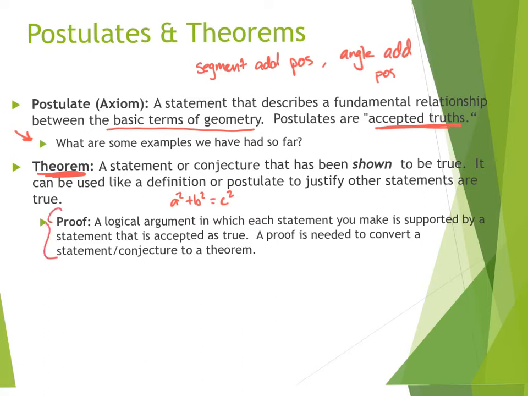Now, this down here is a simpler explanation of what I said. Basically, the important parts is that it's a logical argument in which each statement you make is supported by why it's true. It's supported by the postulate or the definition or the explanation on why you can do that. You need to prove things in order to convert a statement or a conjecture into a theorem. Unless you can prove it, then it's just an idea. You can't make it a fact.